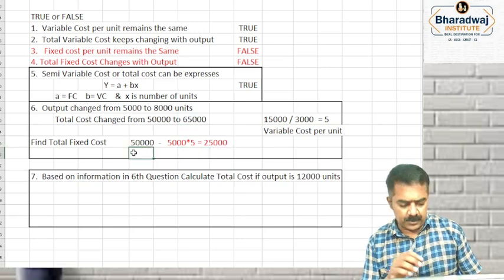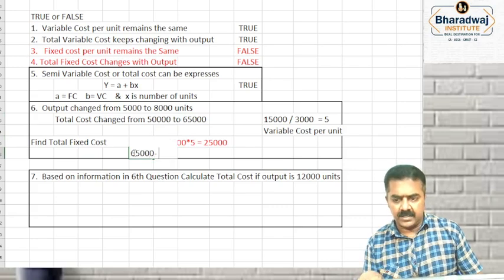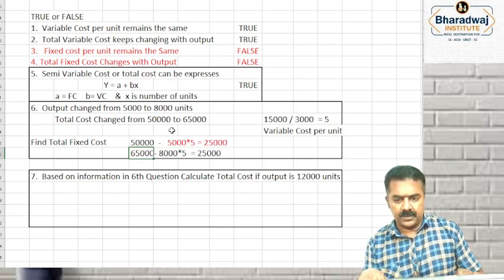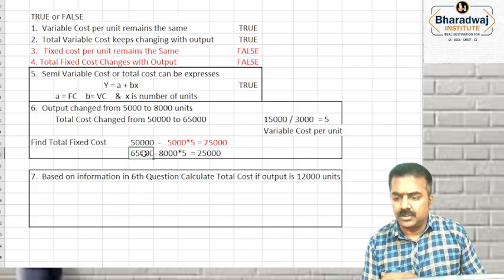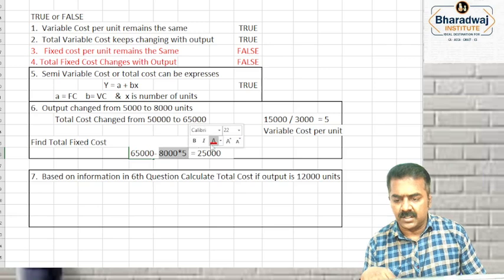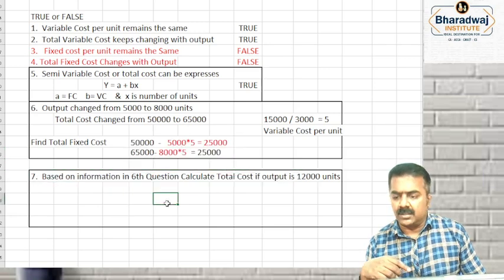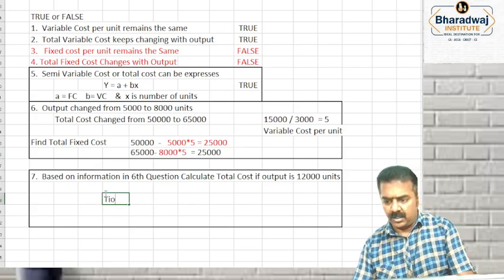Like 65,000 minus 8,000 into 5. Same answer you will get, 25,000. So this is your which cost? Fixed cost. What is fixed cost? 25,000 is fixed cost. Now total cost for 12,000 units.